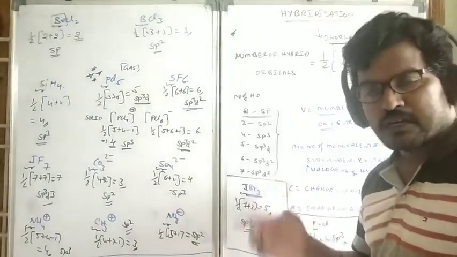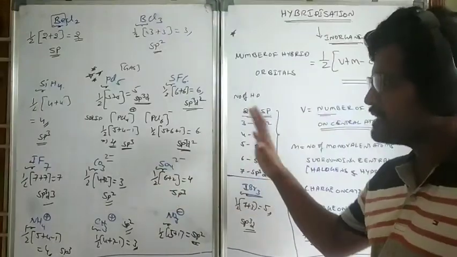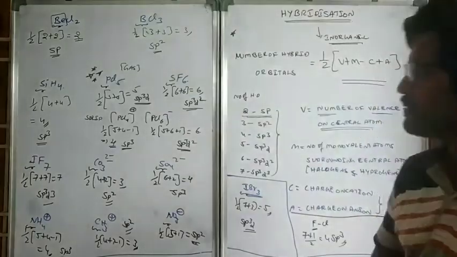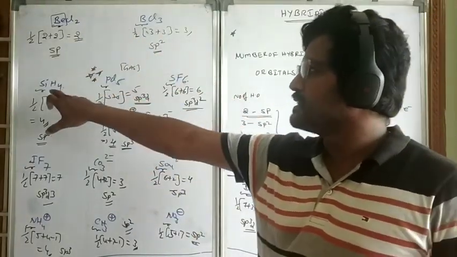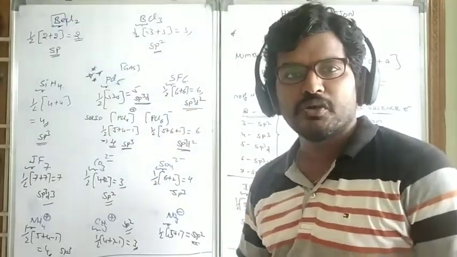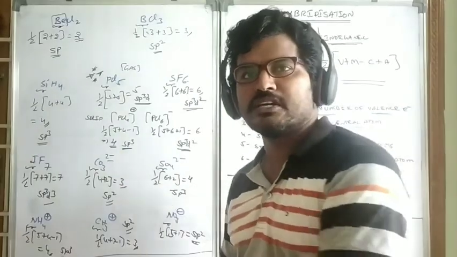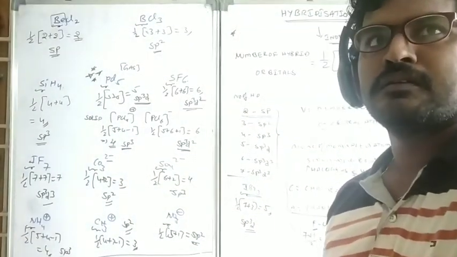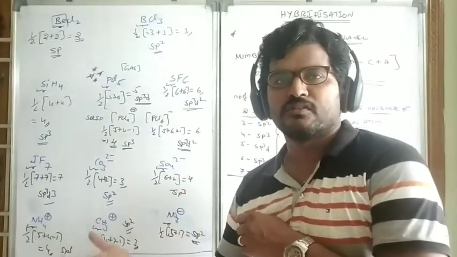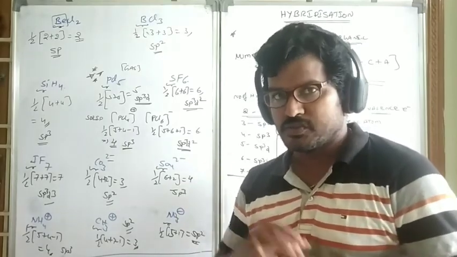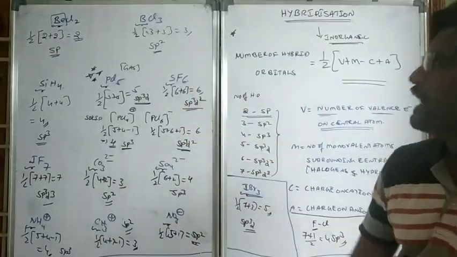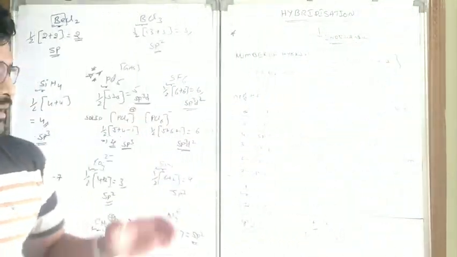Is it clear? Right. So let us see. For that, you should be very careful about the hybridization. Simply they will give you BeCl2, BCl3, SiH4 and PCl5, or only these three, and they will ask you to arrange the following compounds in increasing order of their bond angles. Like that they will ask you. They will not give the hybridization, they will not give any other thing.